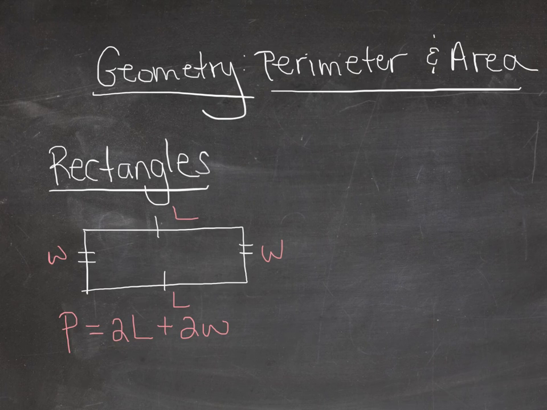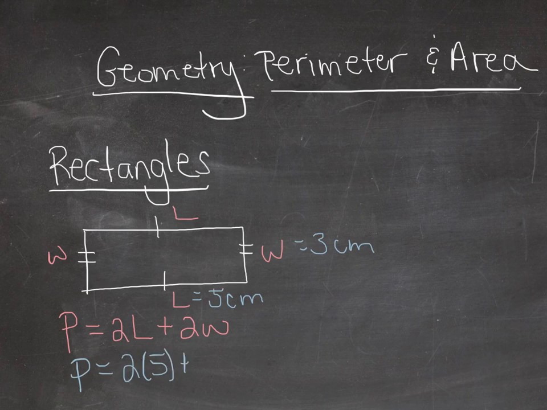Okay, so say for example my length was equal to 5 centimeters and my width was equal to 3 centimeters. Then my perimeter would be equal to 2 times 5 plus 2 times 3. So that's 10 plus 6, which is 16 centimeters.